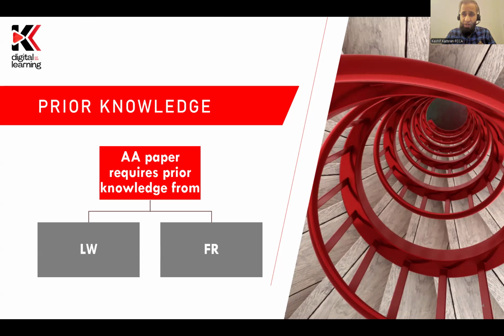Particularly the questions which come around audit risk need a sound understanding of your accounting knowledge in the AA paper. And more importantly, you should be well versed with your law paper, primarily with the understanding of corporate governance, non-executive directors, and audit committee, because these are important topics in your AA syllabus.